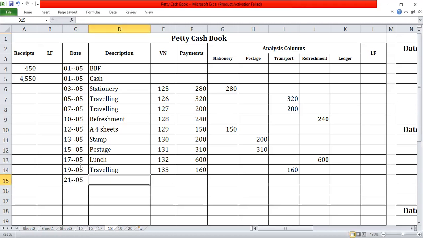On 21st of May, we pay a creditor, Amal, 134, rupees 350, and it is required to be analyzed in the ledger column. 350.